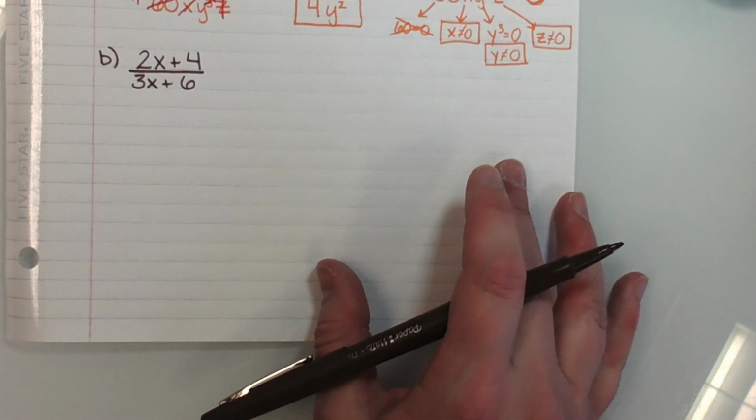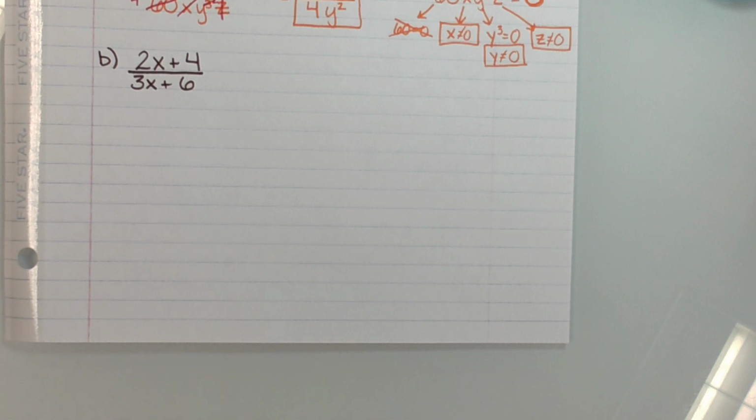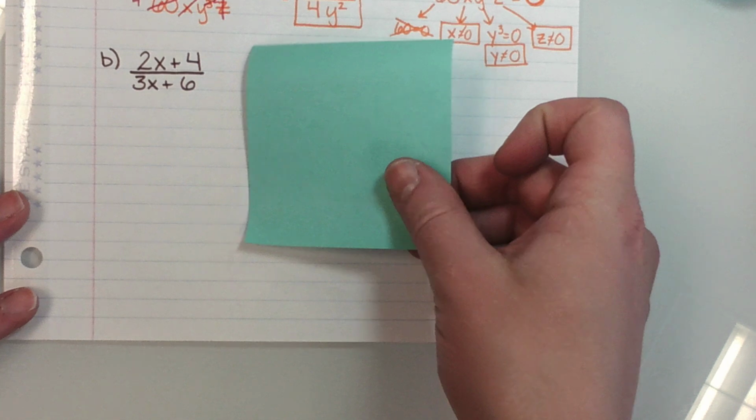Next example, (2x + 4) over (3x + 6). Problems like this tend to cause some of the biggest issues because the first thing people want to do is they want to cross off those x's, or they want to simplify the 4 and the 6. But you cannot do that.